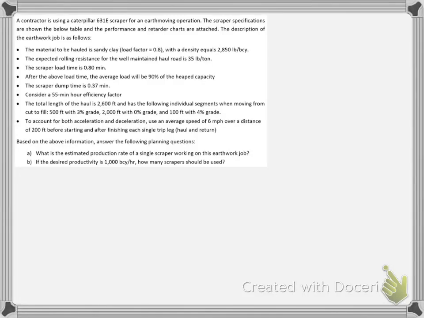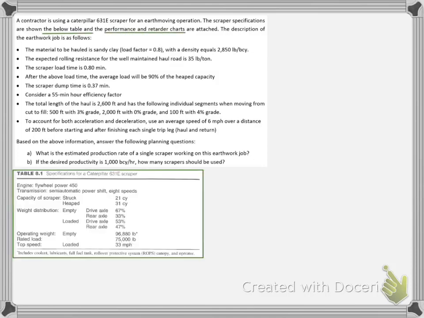In this exercise, I will walk you through the production calculations of a scraper operation. The contractor will utilize a Caterpillar 631E scraper, and its specifications are summarized in this table. We are also given its performance rimpull and retarder charts, which I will show later when we will need them.